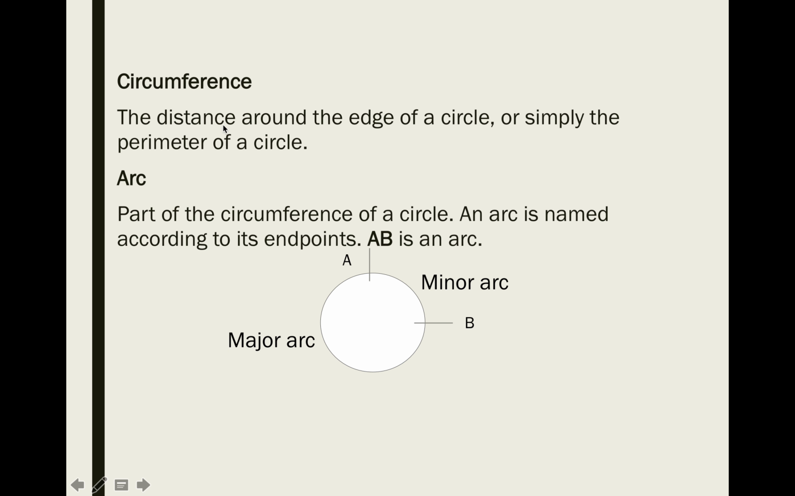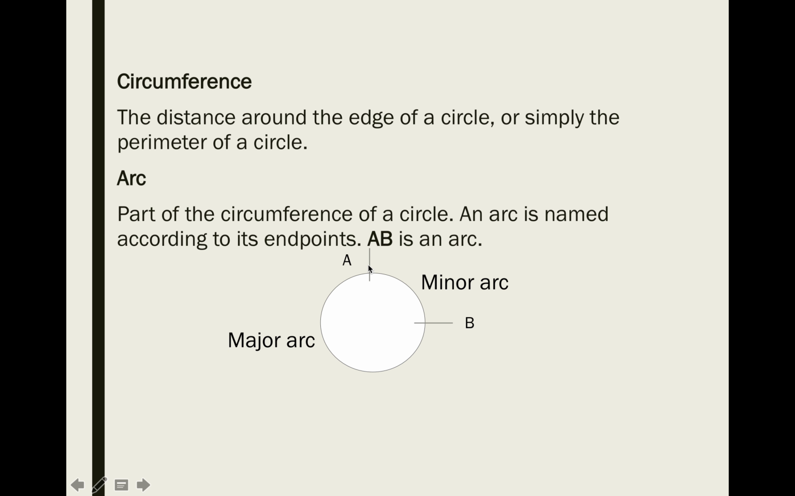A circumference is a distance around the edge of a circle, or simply the perimeter of a circle. So it would be going all the way around our circle. An arc, on the other hand, is part of the circumference of a circle. An arc is named according to its endpoints. So AB is an arc.